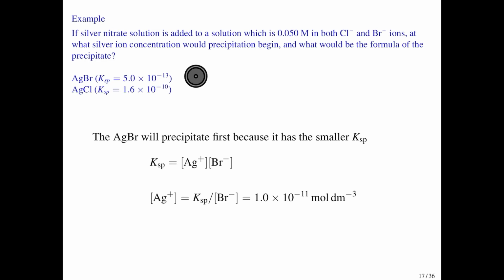At what concentration of silver will the silver bromide begin to precipitate? We take the KSP expression and rearrange it and solve it for the silver ion concentration, substituting the values from the problem, and we get a concentration of 1 × 10⁻¹¹ moles per liter.